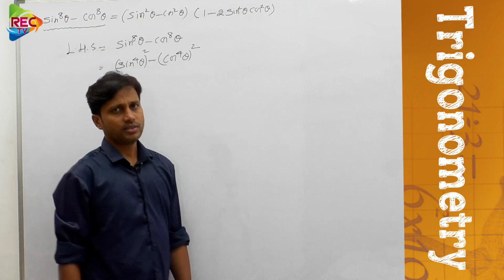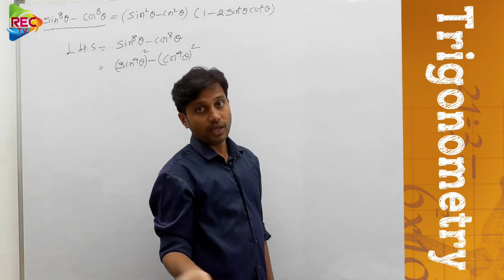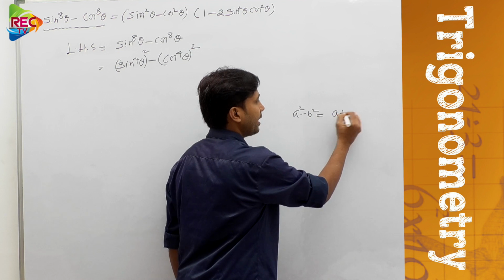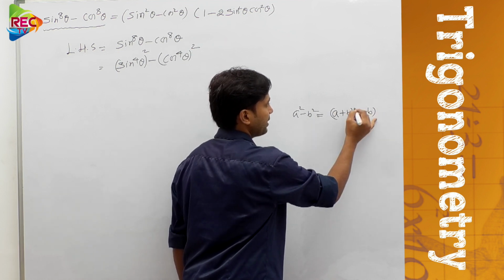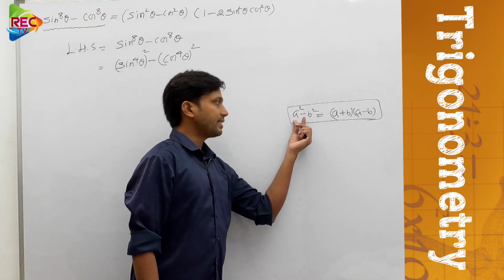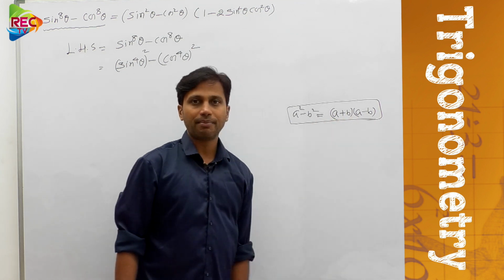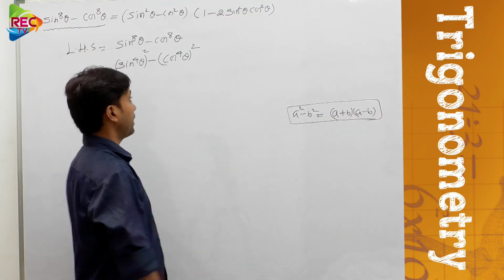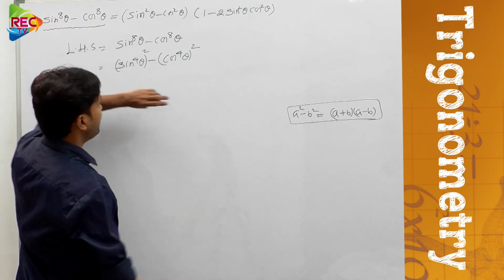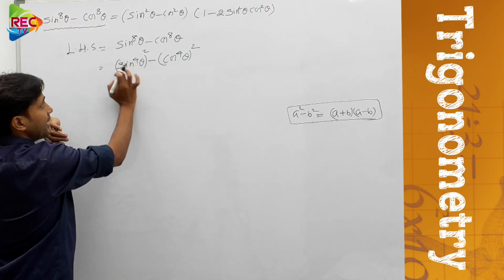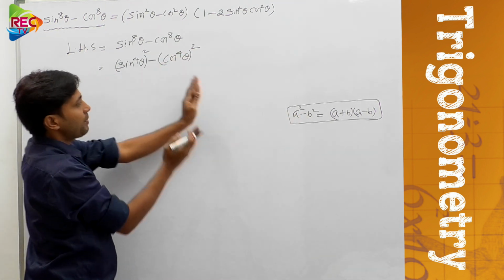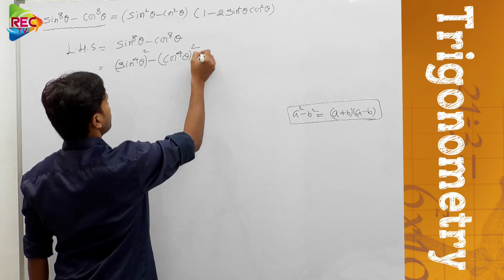Why did I modify it like this? I want to take advantage of the formula a square minus b square, which can be split into a plus b into a minus b. This is my planning. So we can write a square minus b square as a plus b into a minus b. Sin power 4 theta whole square minus cos power 4 theta whole square: if you consider sin power 4 theta as a and cos power 4 theta as b, then we can expand this in this pattern. Yes, so how can we expand it?